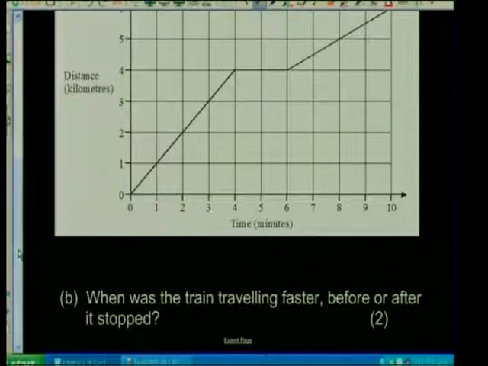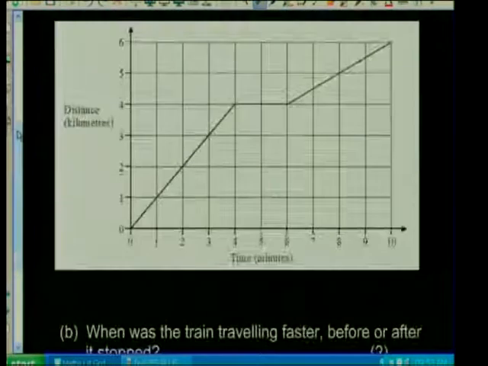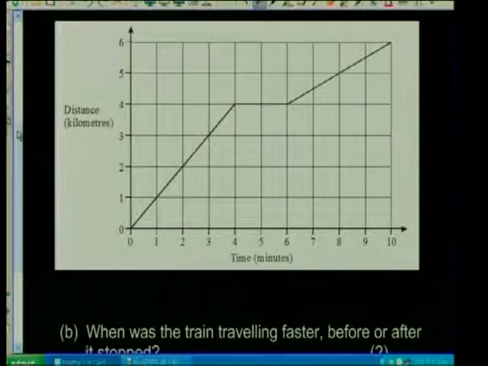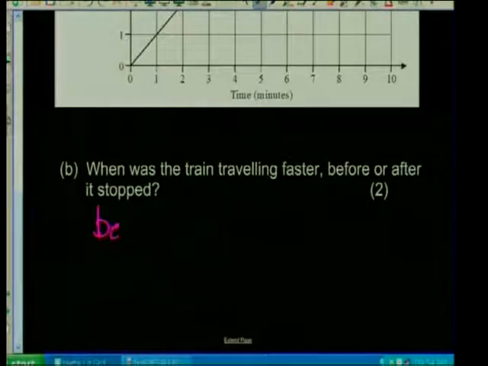Right, let's see what the next part of the question is. When was the train traveling faster, before or after it stopped? You can do calculations to work this out and work out the speed for both parts of the journey. But if we just look at the graph, let's see what happens. It takes 4 minutes to travel 4 kilometers, and then it takes 4 minutes to travel 2 kilometers. So at which point are we traveling faster? We've got the same time, 4 minutes, but in the first part we go 4 kilometers and in the second part 2. So definitely before it stopped, it is traveling faster.